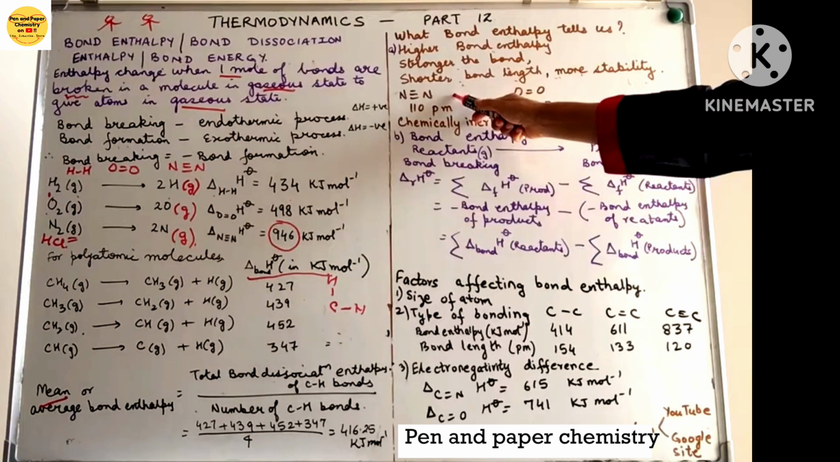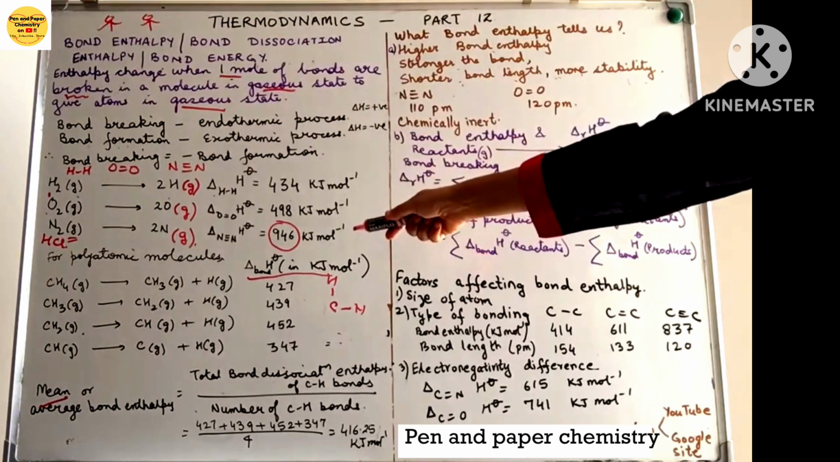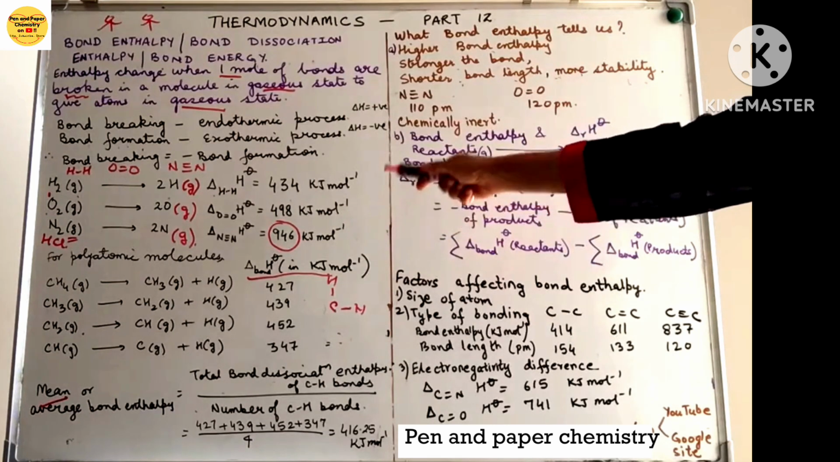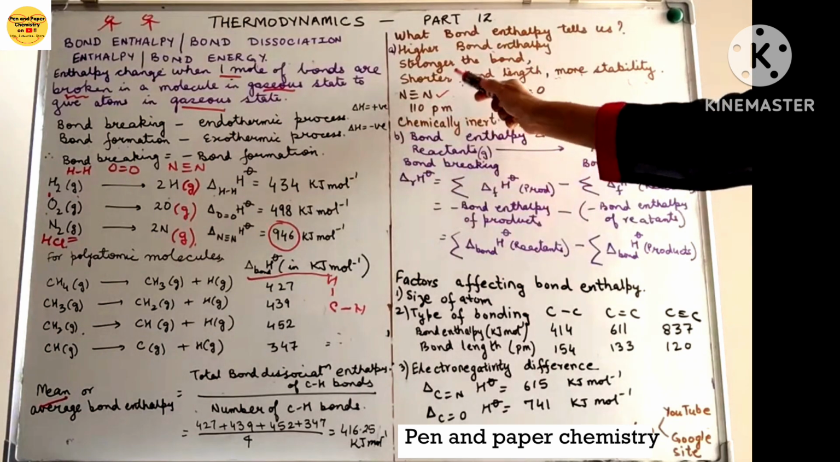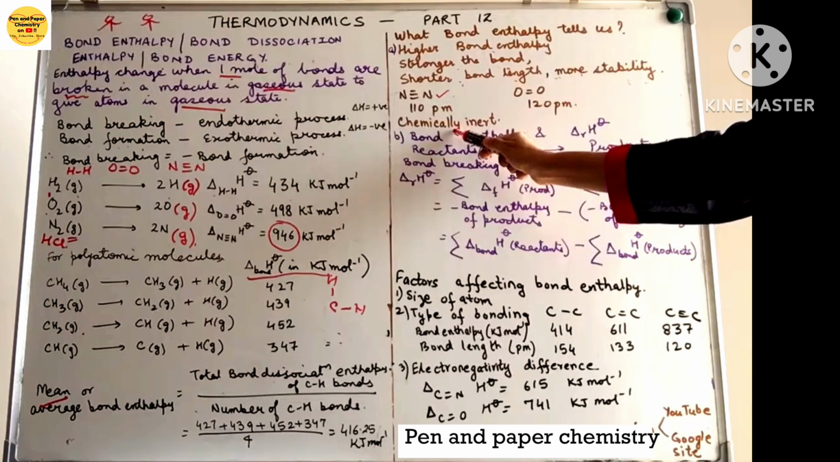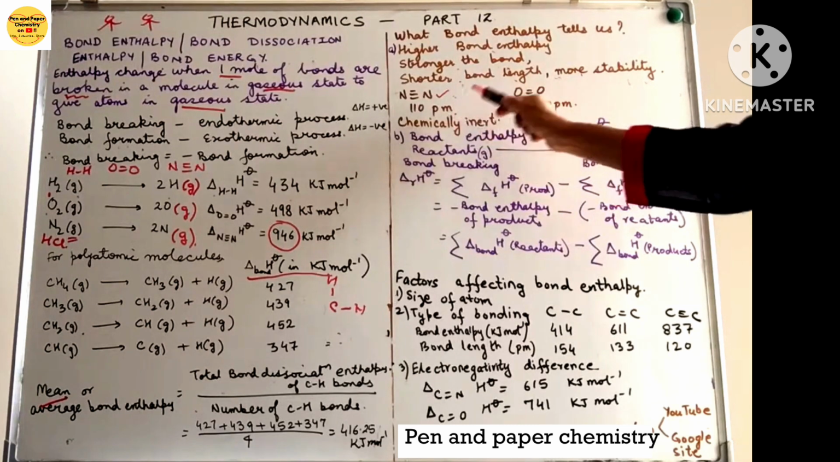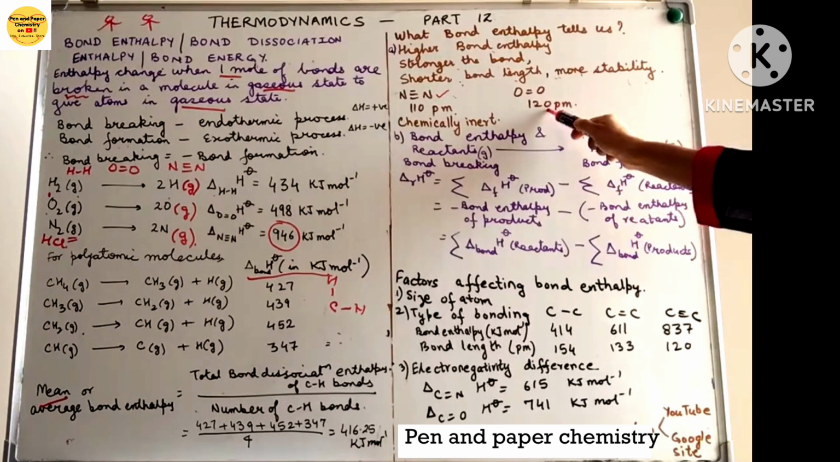This is very much clear if you see the bond enthalpy value for oxygen and nitrogen, 498 and 946. This very clearly explains also why nitrogen is chemically inert. The bond length for nitrogen is 110 picometer. For oxygen, it is 120.